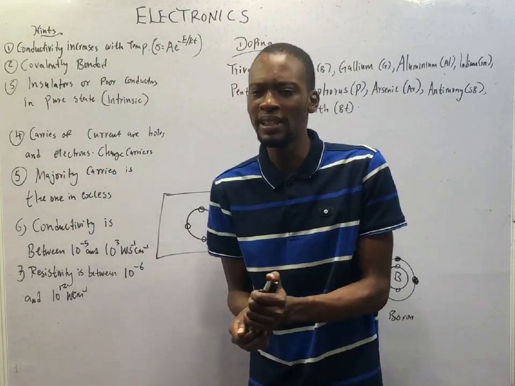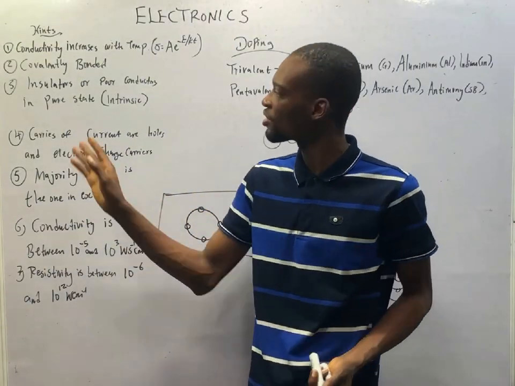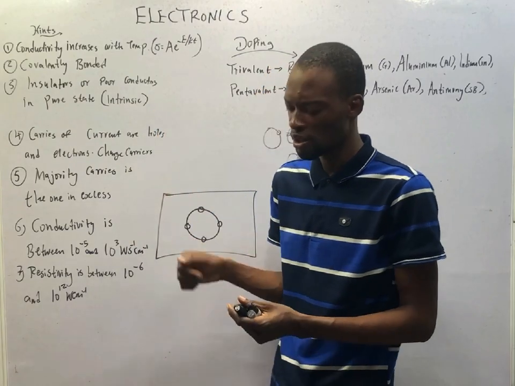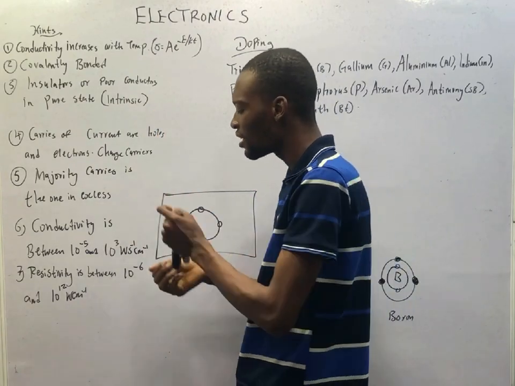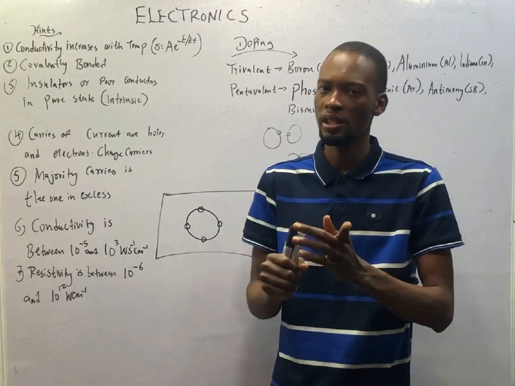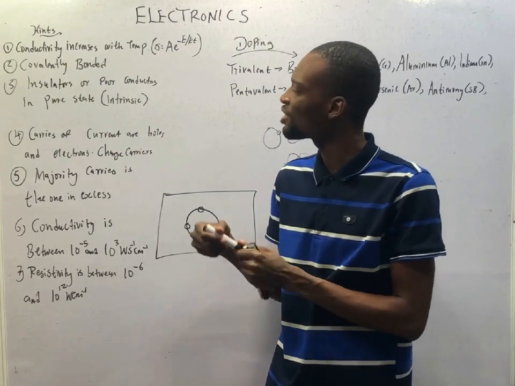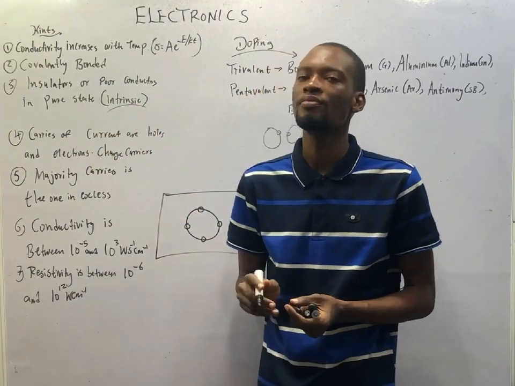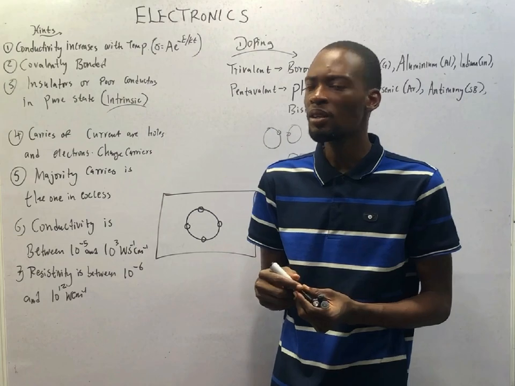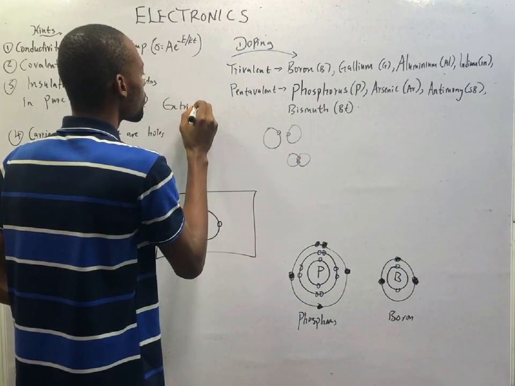Semiconductors are covalently bonded. In their pure state, semiconductors are insulators or poor conductors, which means they generally don't conduct electricity in their pure state. Pure semiconductors are referred to as intrinsic semiconductors. Impure semiconductors are referred to as extrinsic semiconductors.